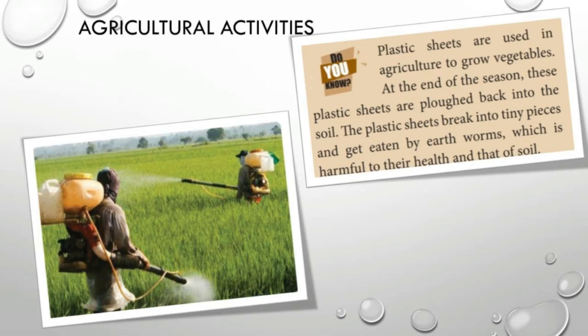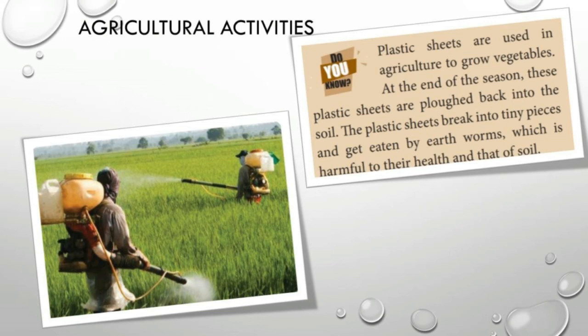Agricultural activities. Fertilizers, pesticides, and insecticides used in agriculture can dissolve in rainwater and flow into water bodies such as rivers and lakes. This causes an excess of nutrients such as nitrates and phosphates as well as toxic chemicals in water bodies. It is called eutrophication. These substances can also be harmful to aquatic life.